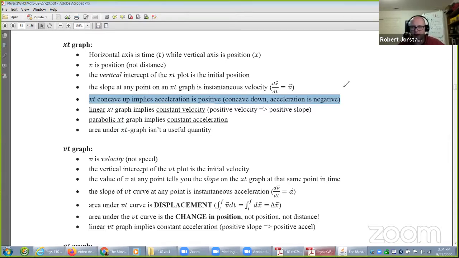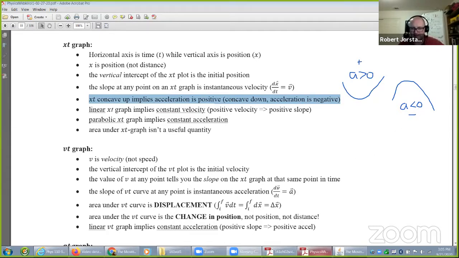If your XT graph is concave up, the acceleration is greater than 0. It's a positive number. If your XT graph is concave down, A is less than 0. You have a negative number. Let's see if that is confirmed by the experiment we just did.